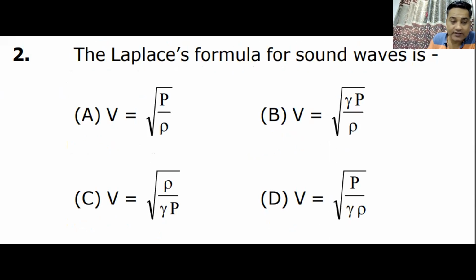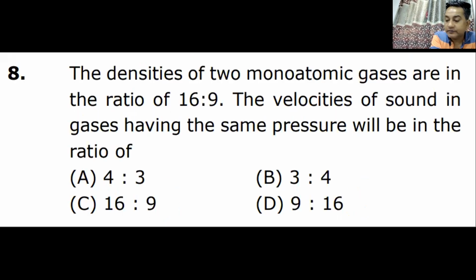And yes, the answer is B. It is gamma P by rho. Do we understand this? Comes the next question, and the next question is a pretty straightforward one.